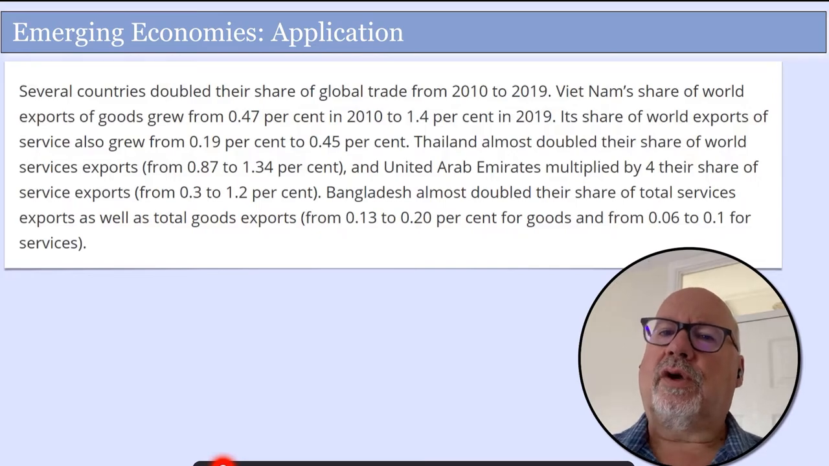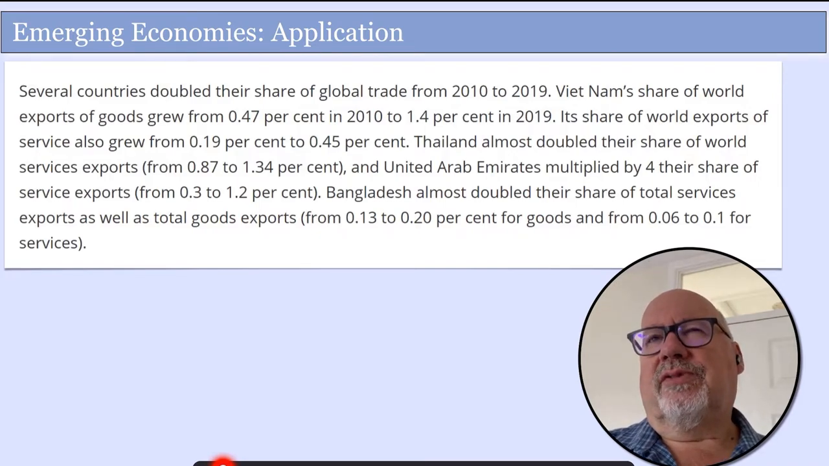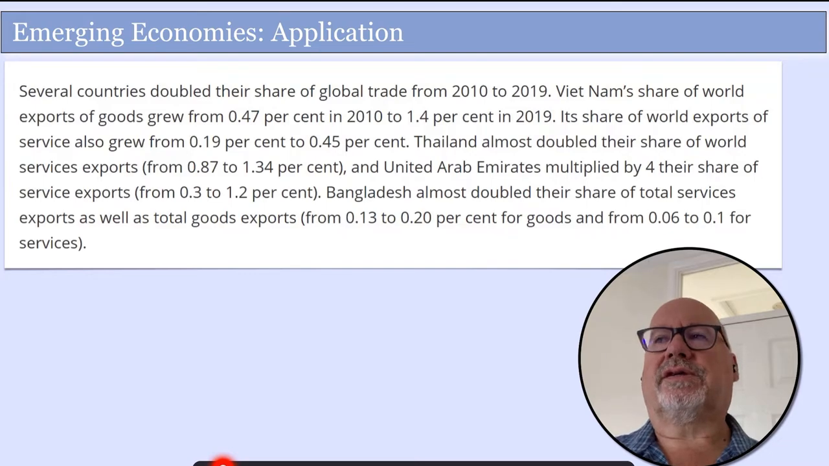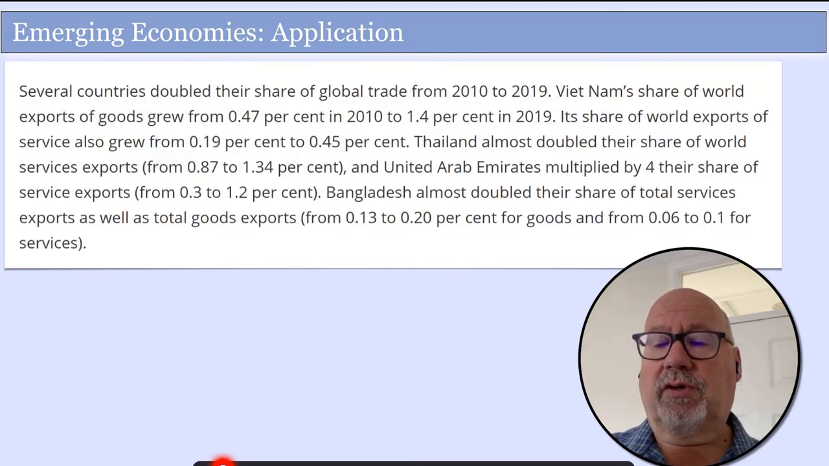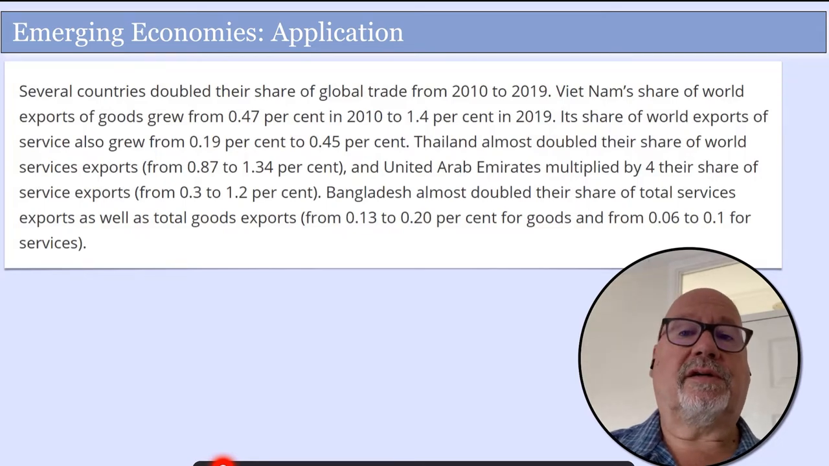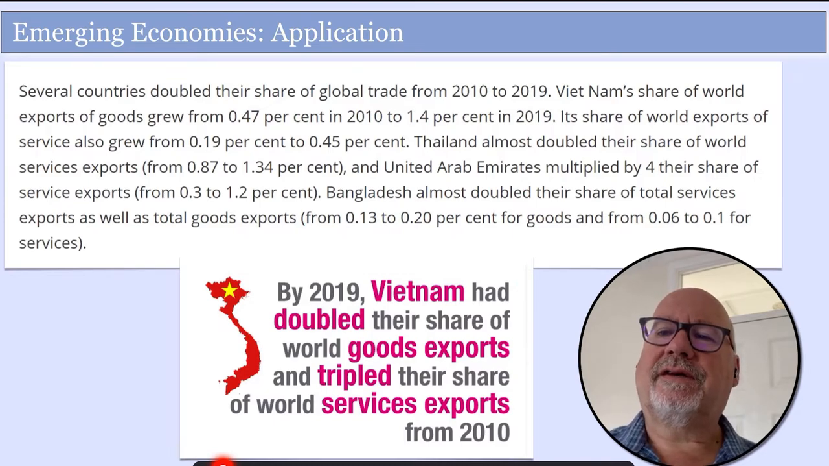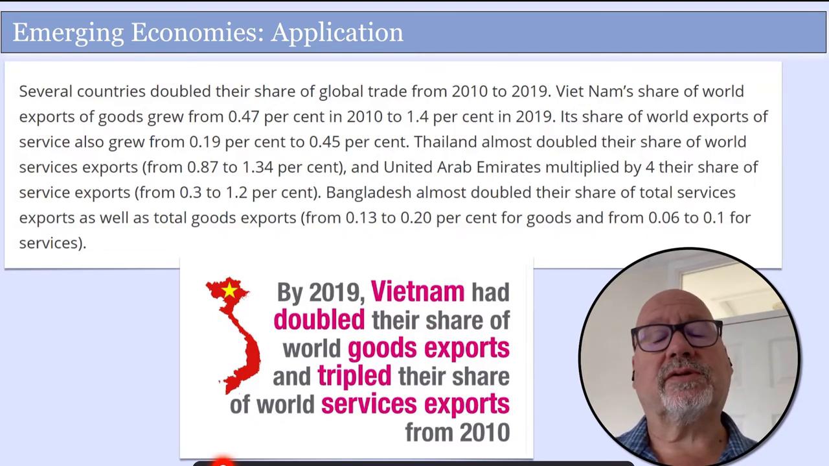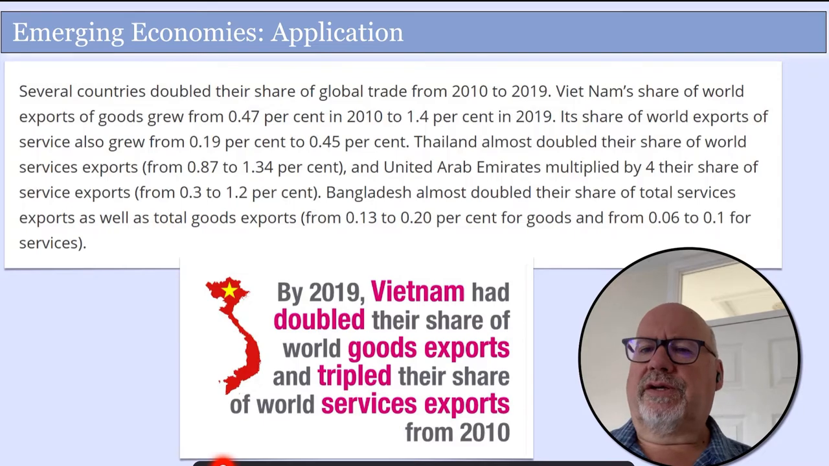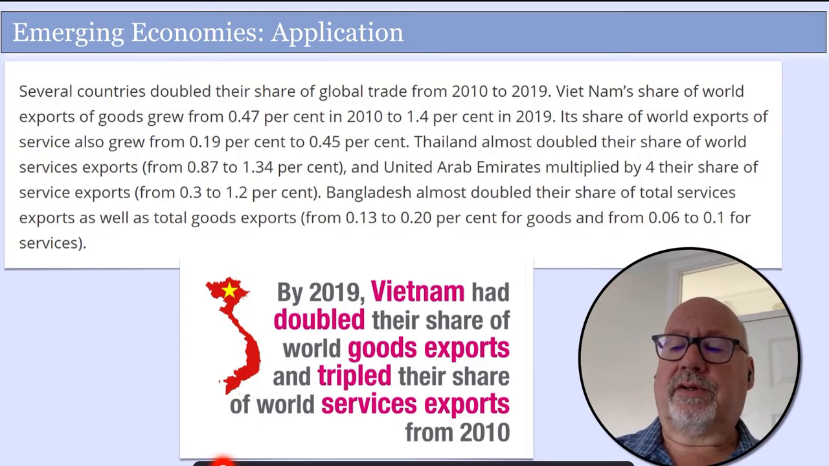Okay, so interesting economies to bring into your application. This is an example of economies that have been emerging and growing, and therefore the pattern of trade has been changing. Good sort of soundbite, if you like, is that Vietnam between 2010 and 2019 doubled their share of goods exports, tripled their share of service exports. So again, some good information, good application, I hope, that you can take away with you for emerging economies and how that's affected the pattern of trade.